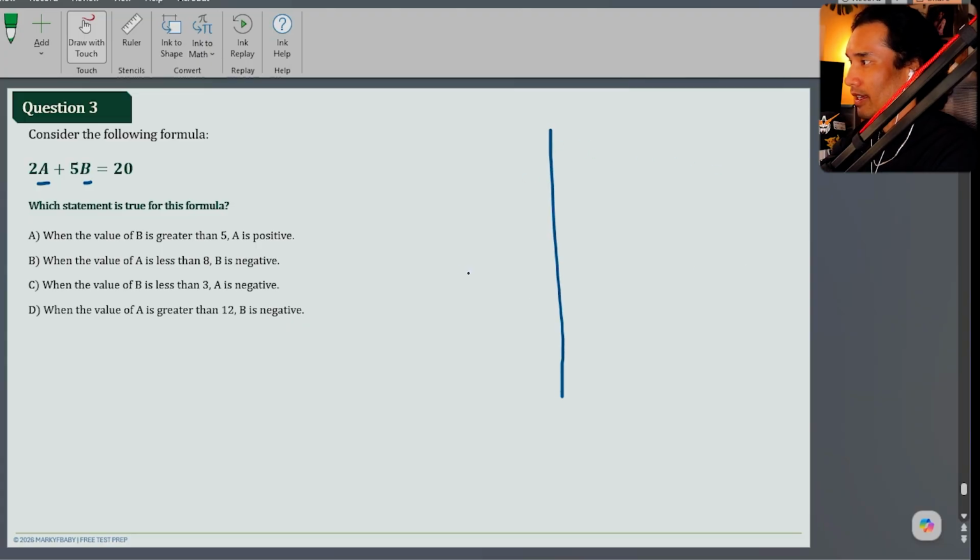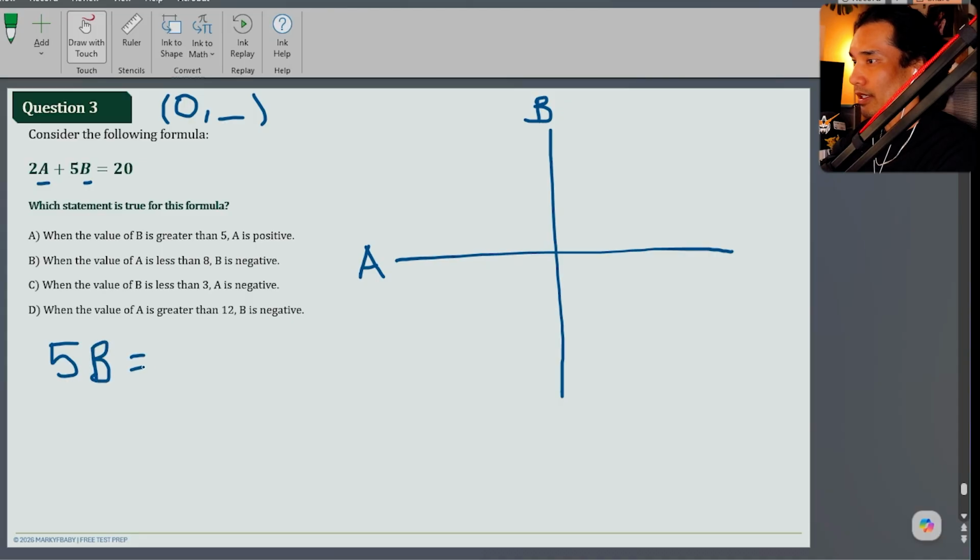And what I mean is like this. So my A axis will be here, and my B axis will be here. So let's go ahead and do exactly what we did on the previous questions. I'm going to set A to 0. A is X, so I'm going to just set that to 0, and I'm looking for this right here. So then I have 5B equaling 20, and then I divide by 5. That's going to give me B is equal to 4. So I have 0, 4.